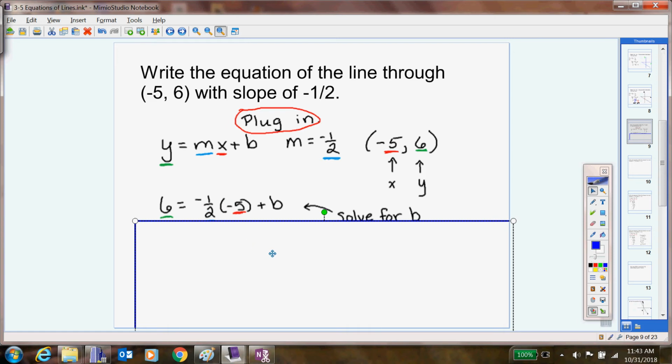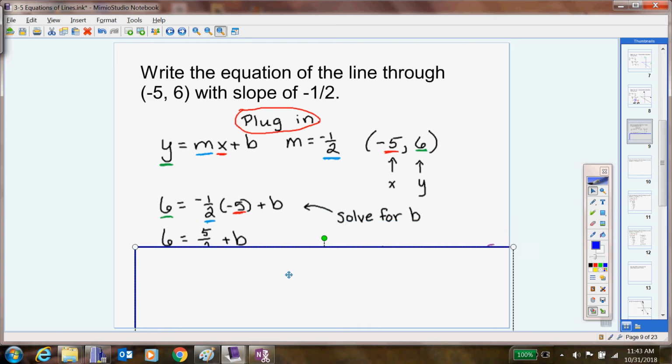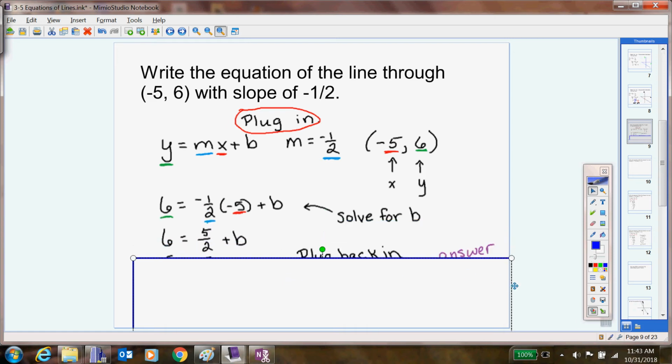-5 times -0.5 is 5/2. Good. Positive 5/2. Now be careful here. Sometimes people get tripped up. So what do you do to get b by itself? Move 5/2 to the other side. Good. Just subtract the 5/2.